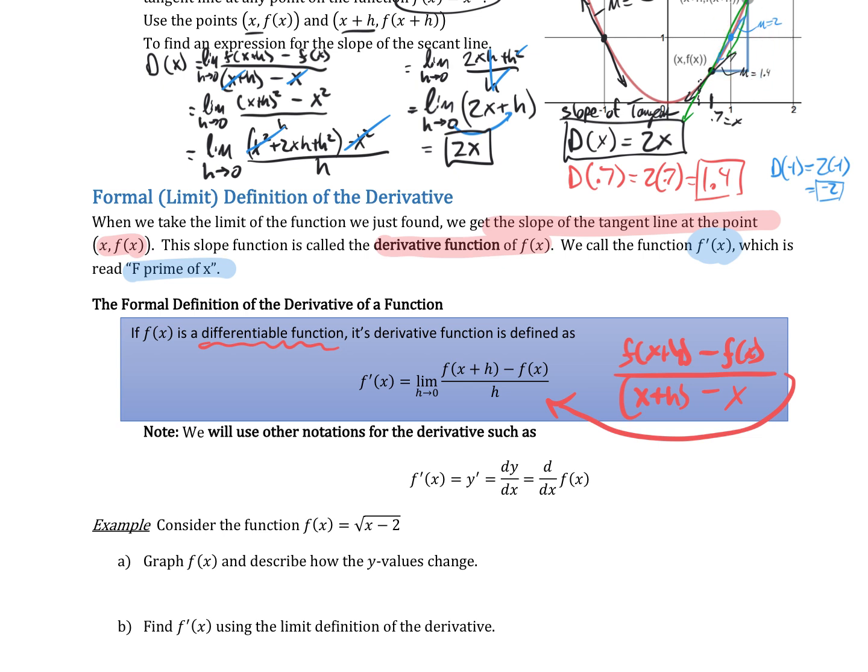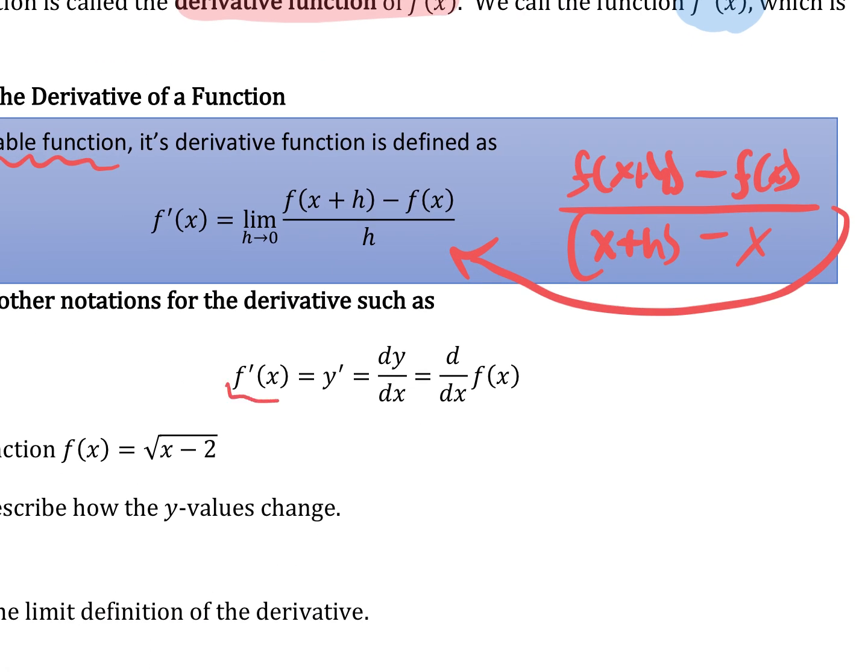All right, so this is what we call the derivative. We have other ways of writing this. We call it f prime of x, or we can write it as y prime, y apostrophe. That's how Isaac Newton described it and wrote it. But Leibniz, who was developing calculus at the same time, wrote it like this: dy dx, or d dx of f of x. And where is that coming from? Well, that comes from this.